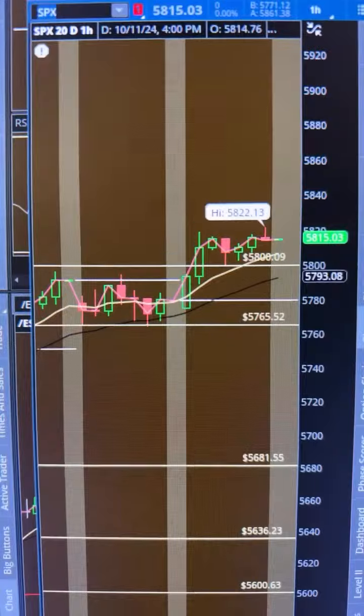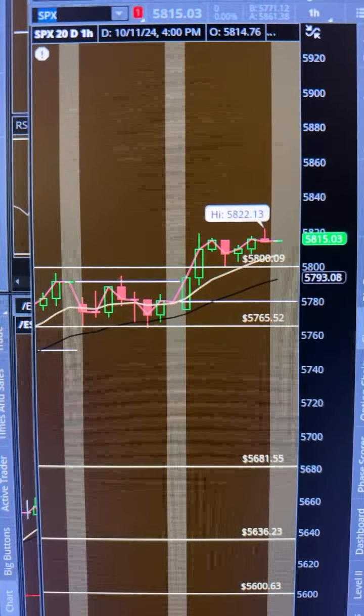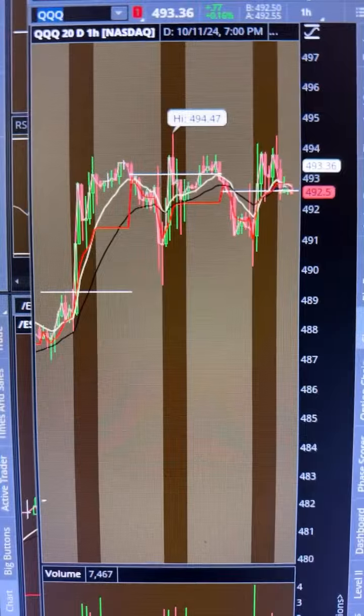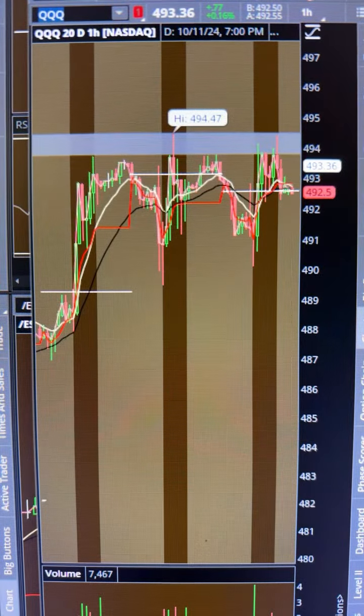Now let's go to QQQ. Someone in chat tell me what you can trade based off QQQ levels. Anyone? I know you all have been trading with me for a while, so you know what to expect. NQ, that's right, Troy. NQ. That is exactly right.